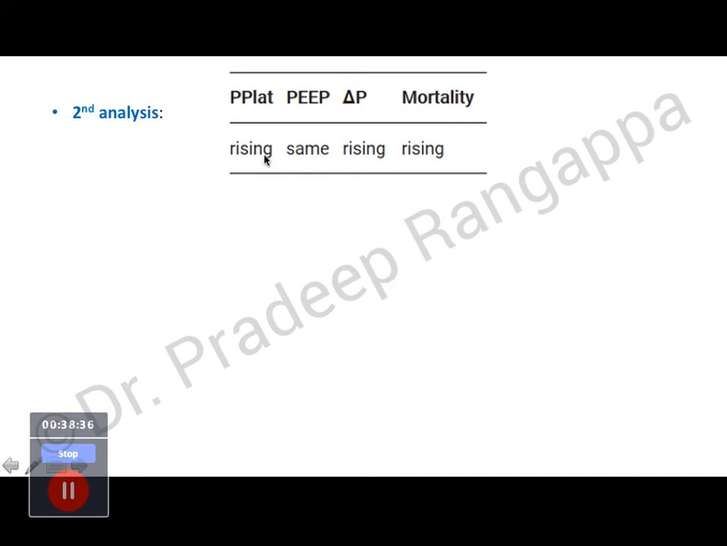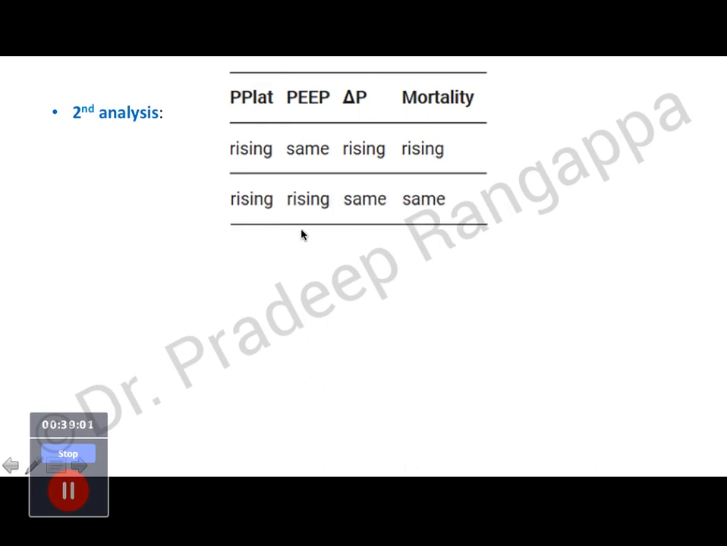So as I said, P-plat we want less than 30. If P-plat is increasing, which means you have to reduce the tidal volume, but you are not tweaking the PEEP, so you are not optimizing your open lung ventilation, what happens? P-plat minus PEEP is the driving pressure, so your delta pressure keeps rising, which means your mortality increases. This is a very important thing for you to understand.